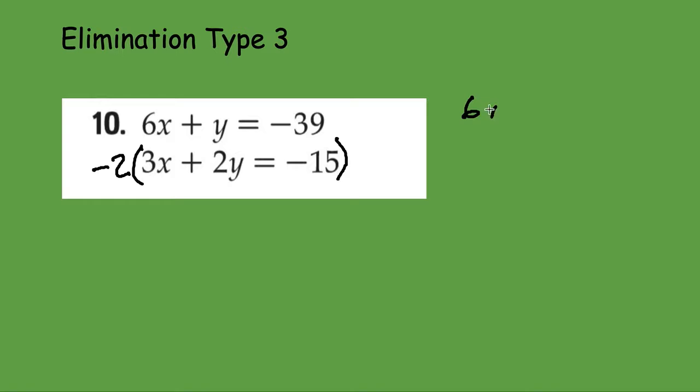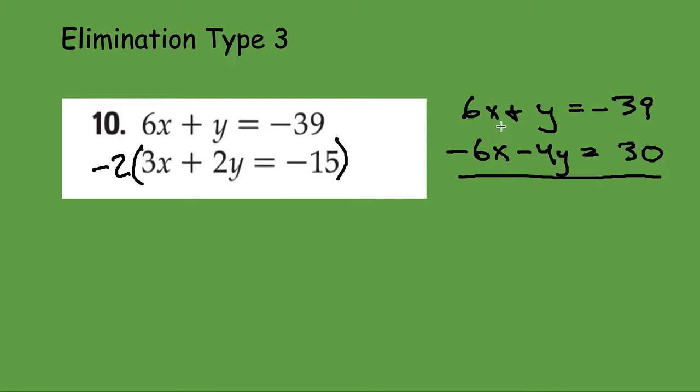So I'm going to rewrite this top one. Then I'm going to rewrite this bottom one by distributing that. So we get -6x, and that's what we like, minus 4y. All right, that's manageable. And then -2 times -15 gives me positive 30. And then hopefully you can see that we're getting a much easier thing to add up here. And that's why I picked it. All right, so 6x and -6x cancel. You get -3y down here. And then -39 and 30 give you -9.